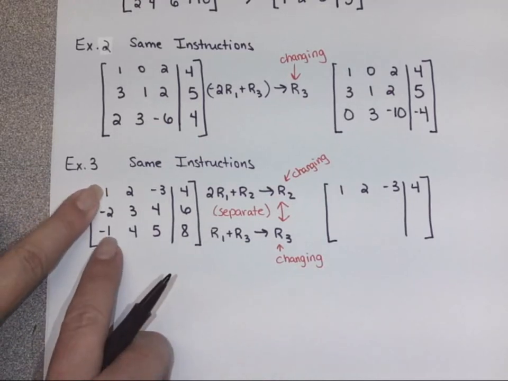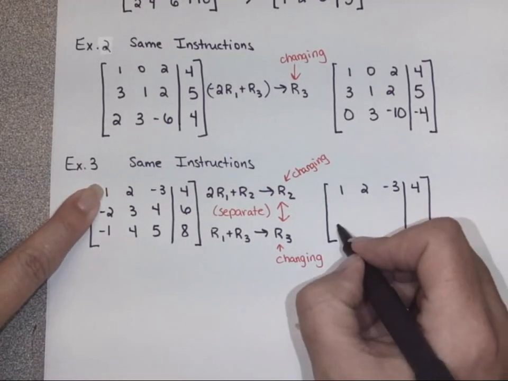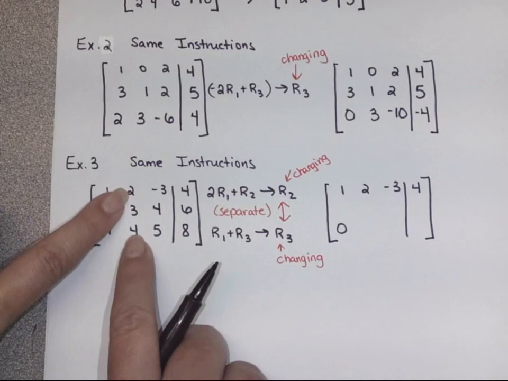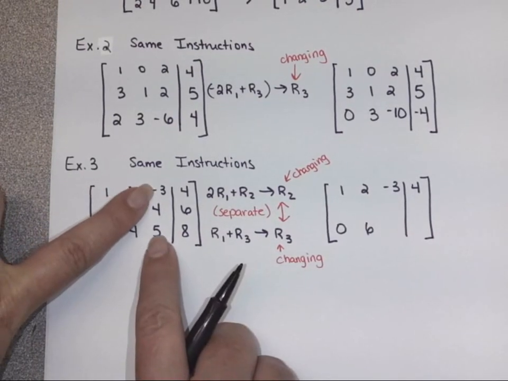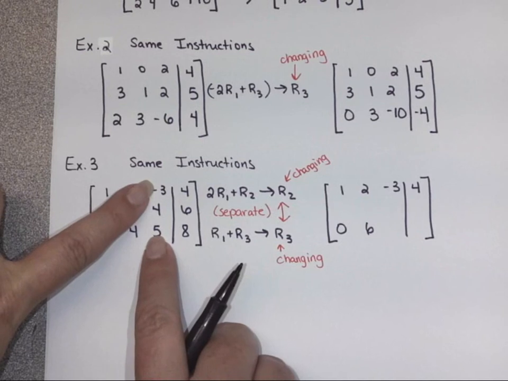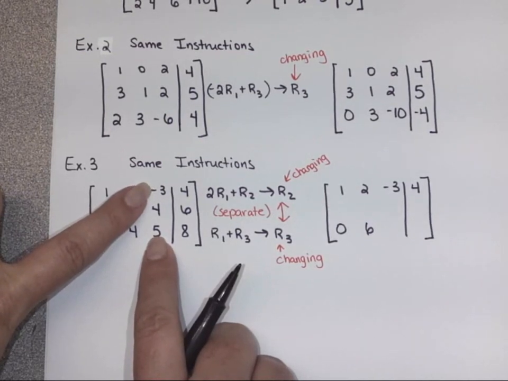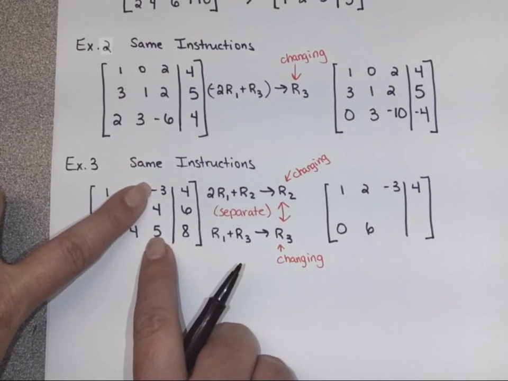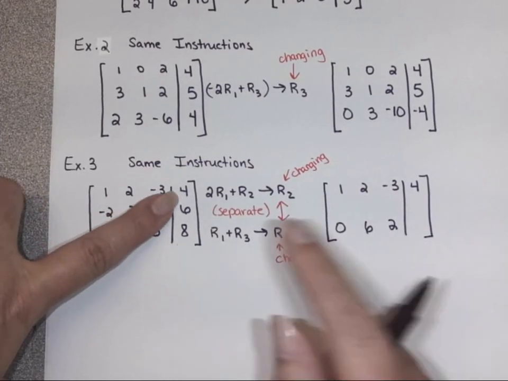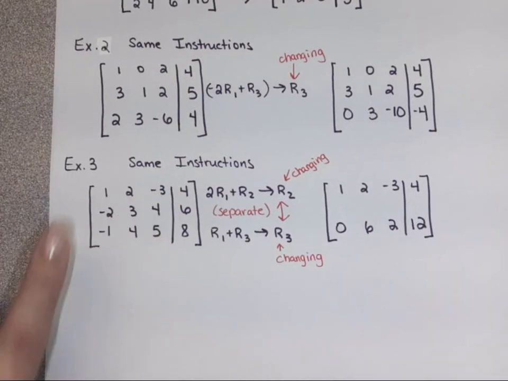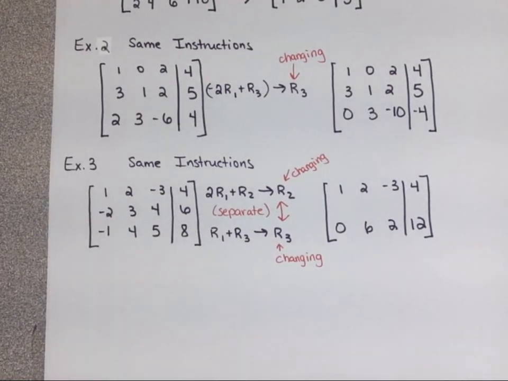So what's -1 plus 1? 0. What's 2 plus 4? 6, right? Notice I move my fingers. If you're a more visual learner, then it's maybe helpful to point out what you're doing. You don't have to, but that's the way that I learn the best, so that's why I do it that way. -3 plus 5 would be what? 2. And then 4 plus 8 would be 12. So that's my new row 3 after I've done that change.